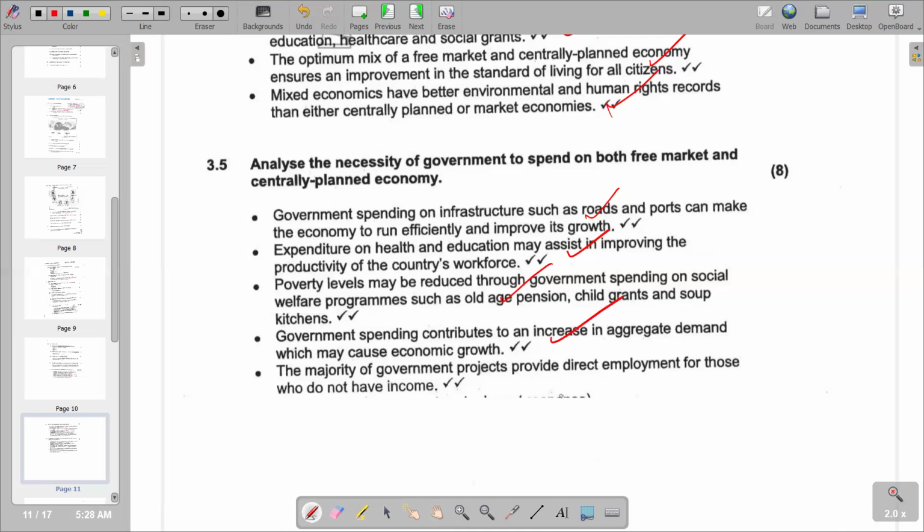The majority of government projects provide direct employment for those who do not have income. So through its government expenditure, through infrastructural development, remember there are workers that are supposed to do the job of the infrastructure development, be it the construction of roads, be it the building of public hospitals, public schools. The people that are going to be employed there, obviously, is a reduction in unemployment or an increase in employment rate. So basically, it becomes a benefit or a positive that we are going to experience in the economy. So this is what we have for the last part of our question 3.